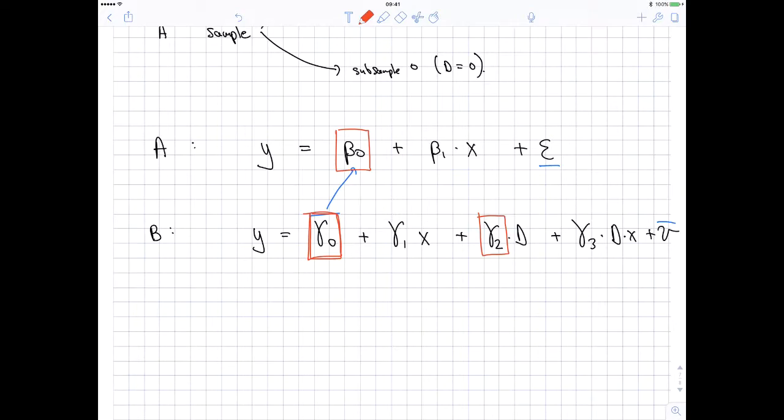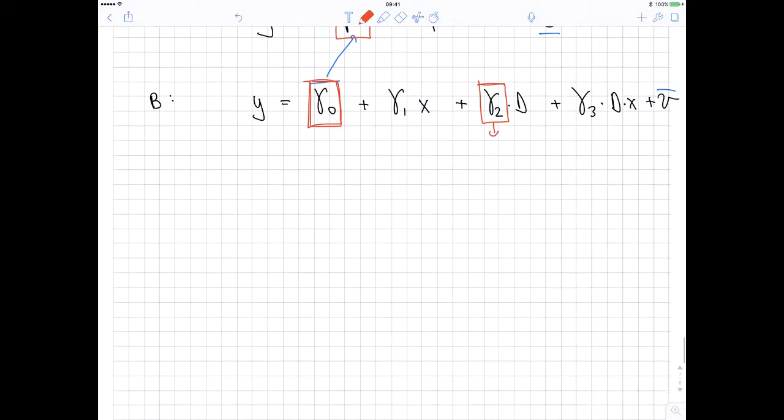What is gamma 2? Anna, what is gamma 2? It's the difference in the slopes. It's the difference in the intercepts between group 0 and group 1. So gamma 2 is telling you that there is a difference in the intercepts. So gamma 2 is the difference in intercepts.